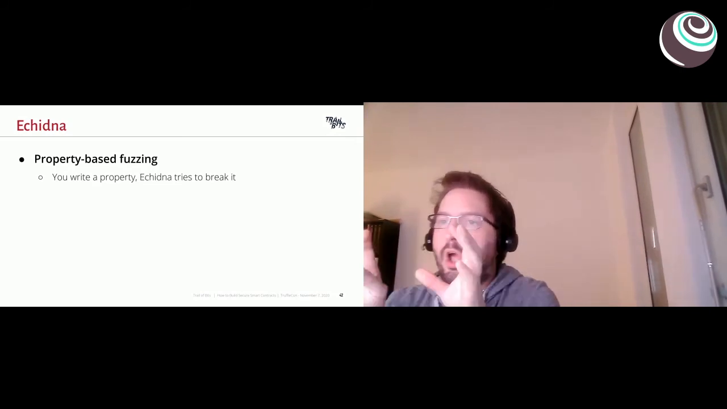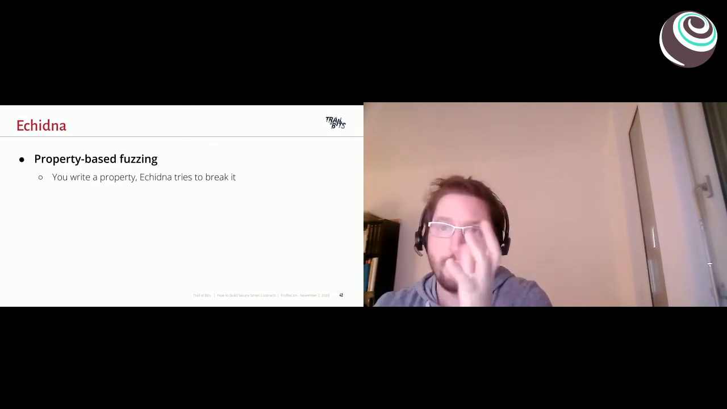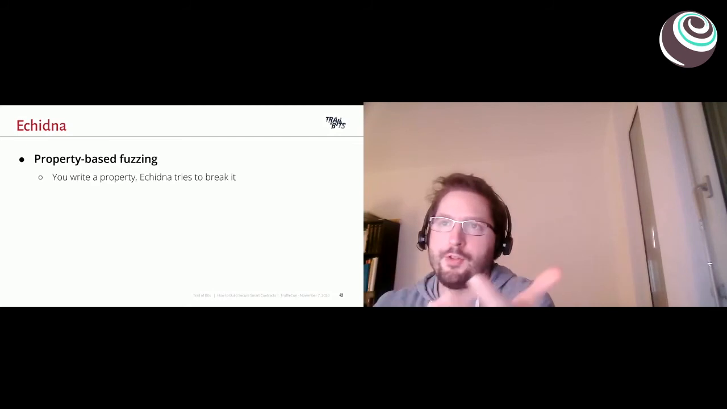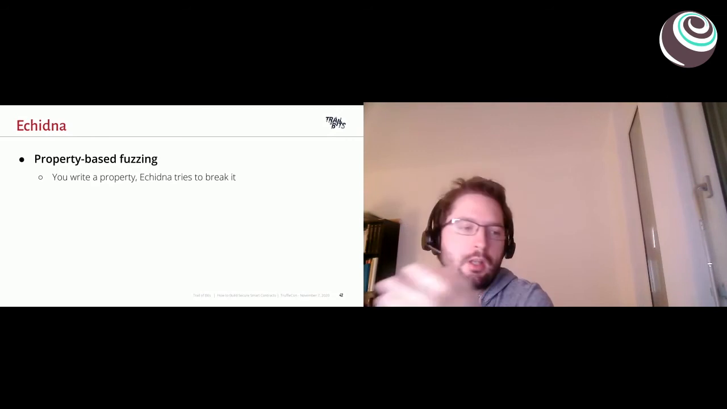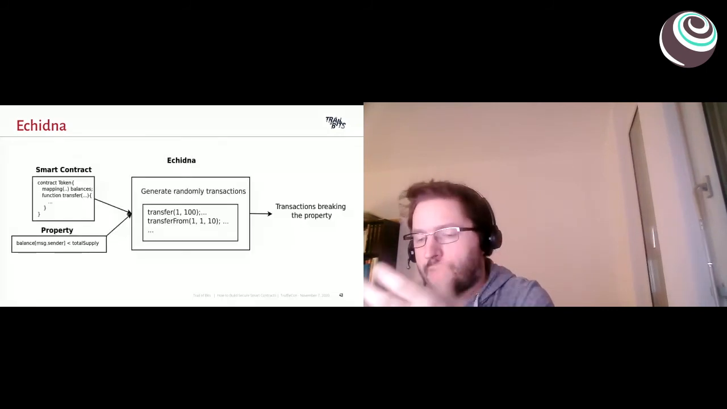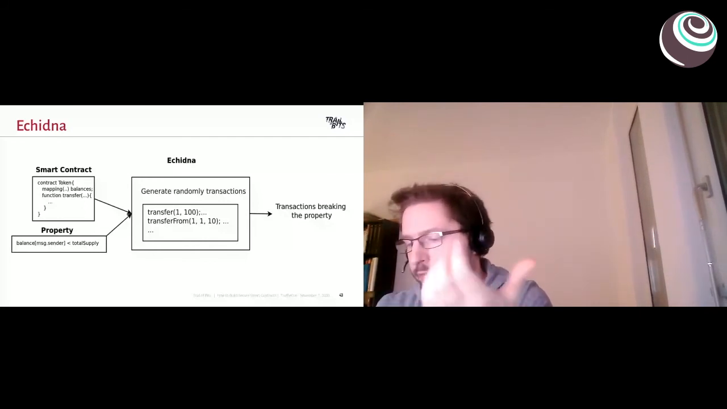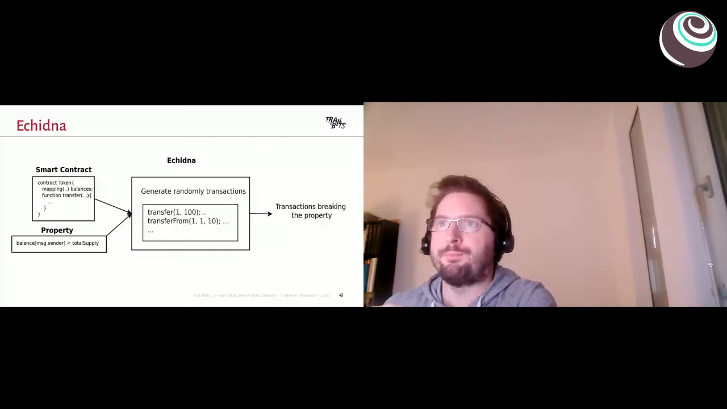The properties are written in Solidity. What you provide to Echidna is a smart contract and the property you want to test. Echidna is going to stress your contract by generating random transactions. If it sees a function called transfer, it's going to call transfer 1, transfer 10, transfer 100, and so on. At the end, it's going to give you either a set of transactions that breaks the property if it found something, or it's going to tell you that it did not find any issue in the code base.